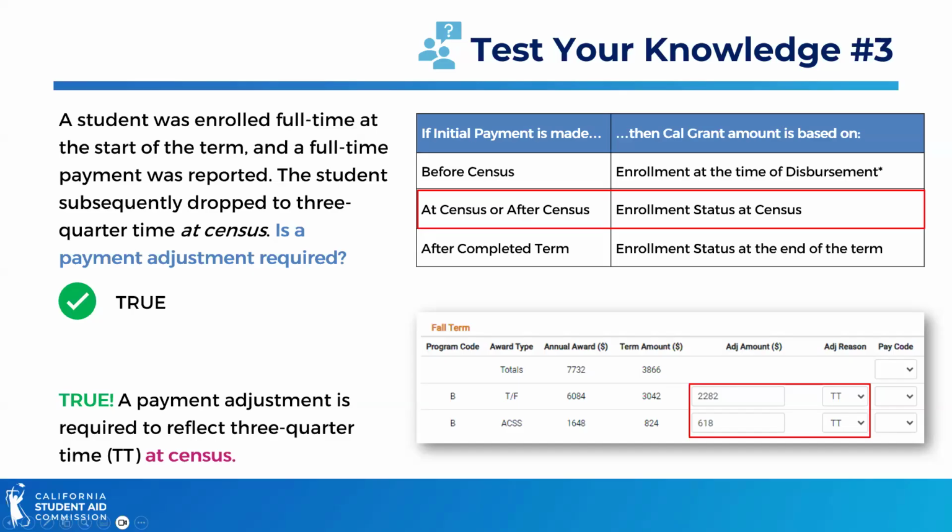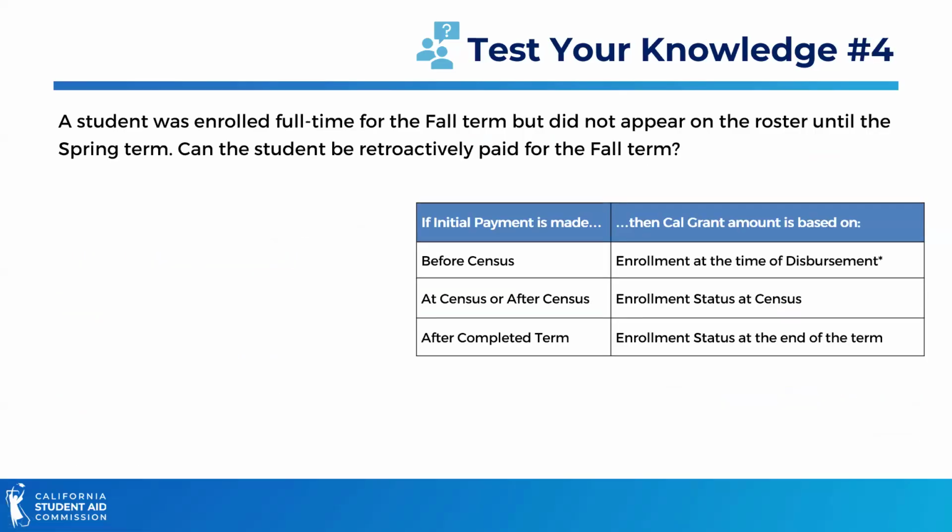Very good. And one more census question. A student was enrolled full-time for the fall and did not appear on your roster until the spring term. Can the student be retroactively paid for fall? Yes or no? So I'll give you a few moments to answer that.